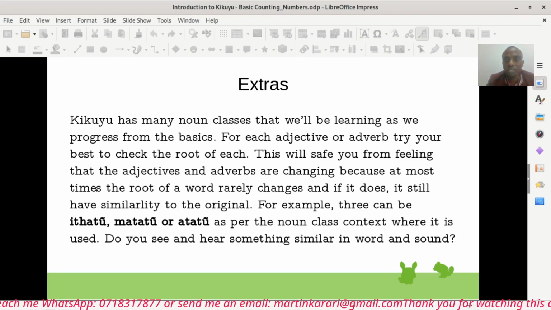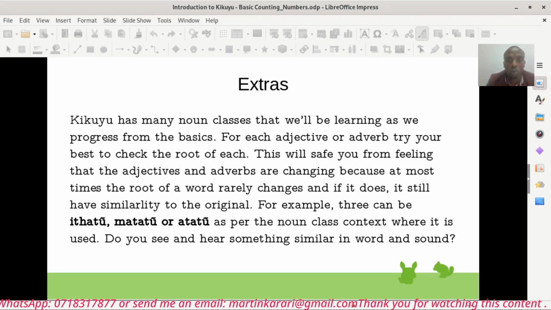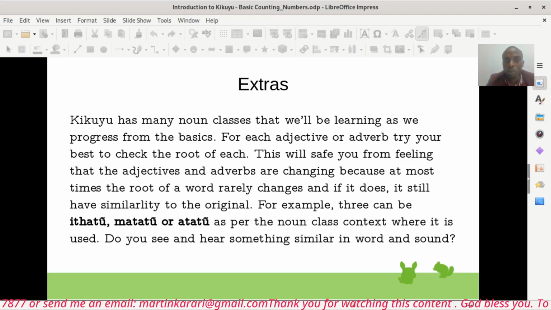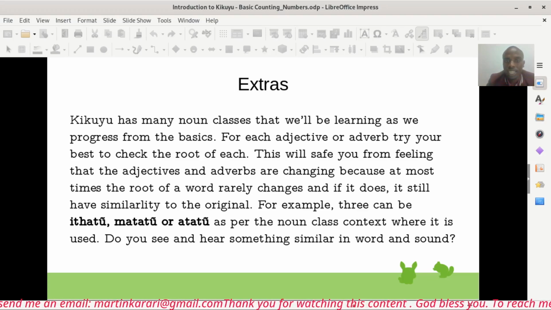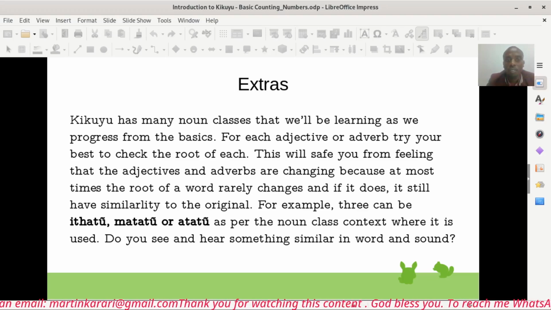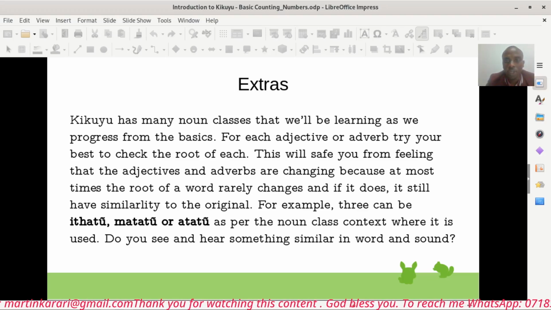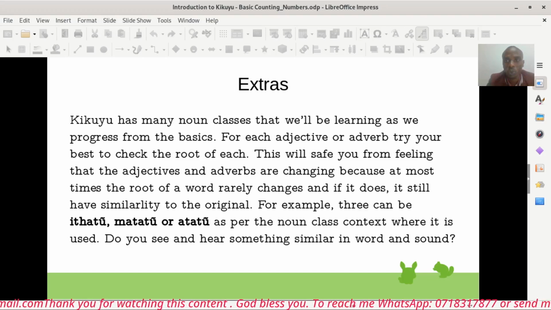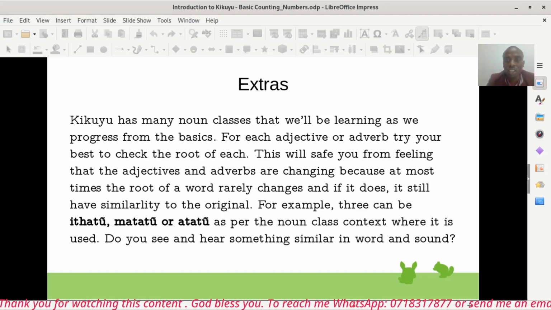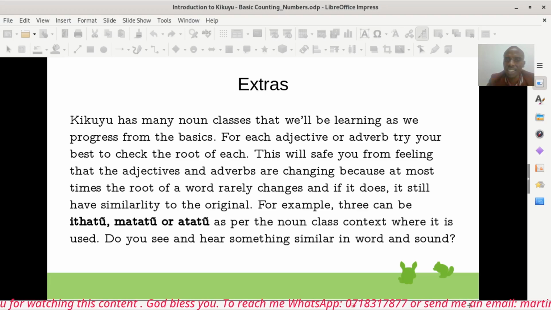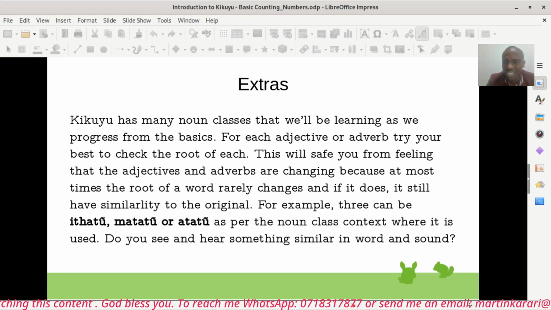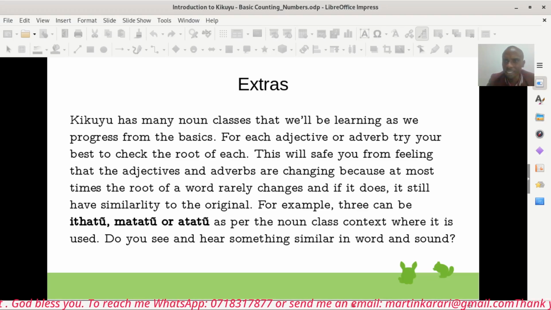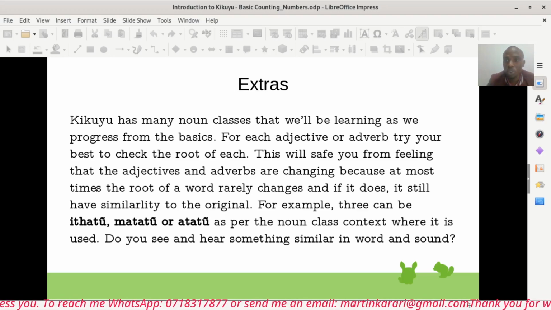For each adjective or adverb, try your best to check the root of each. This will save you from feeling that the adjectives and adverbs are changing, because at most times the root of the word rarely changes, and if it does, it still has similarity to the original. For example, 3 can be either itatu, matatu, or atatu, as per the noun class context where it is used. Do you see and hear something similar in word and sound? That should remind you that we are still talking about 3.